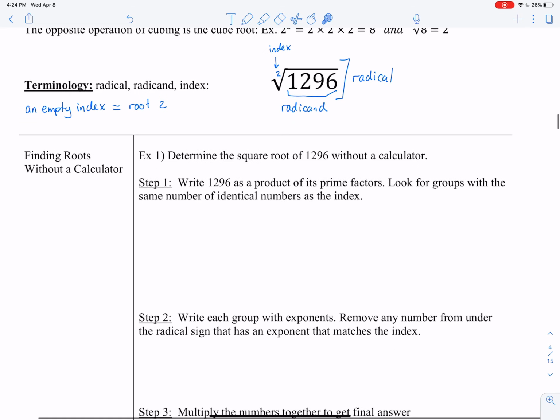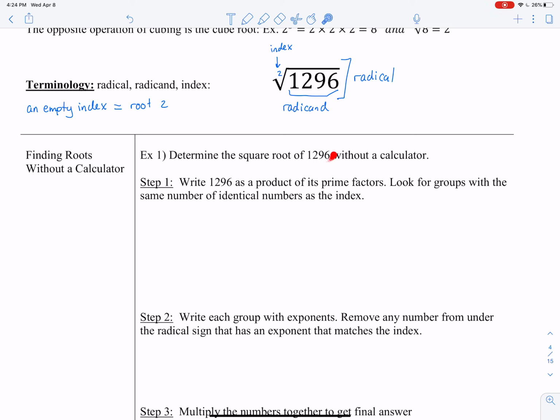All right. So if we want to find out what the square root of 1,296 is, the first thing we need to do is factor this and write it as a product of its prime factors. So we're going to be doing more factoring. So we're going to write out 1,296, and then I'm going to factor it any which way you like. Doesn't matter, but I like to use 2s, so that's what I'm going to do. I'm going to start off pulling out any 2s that I can.